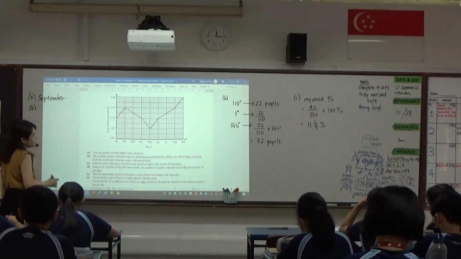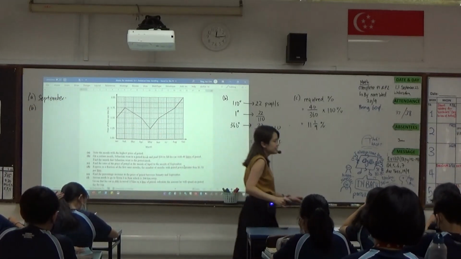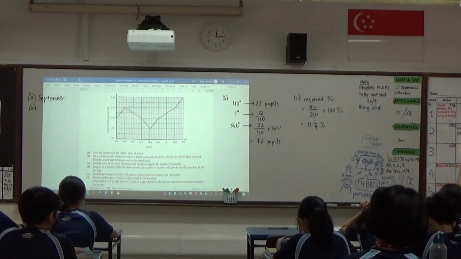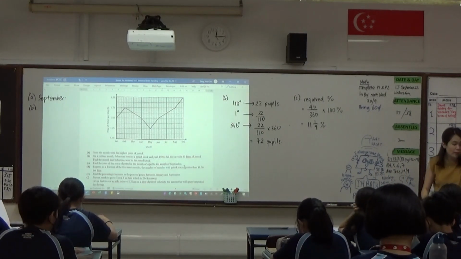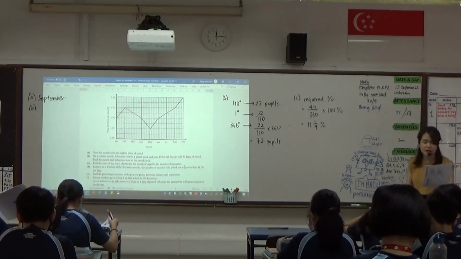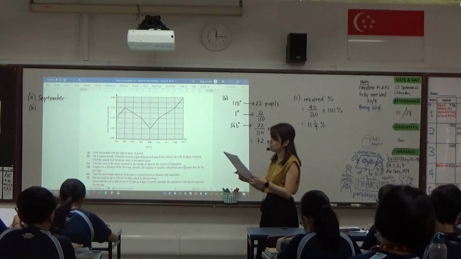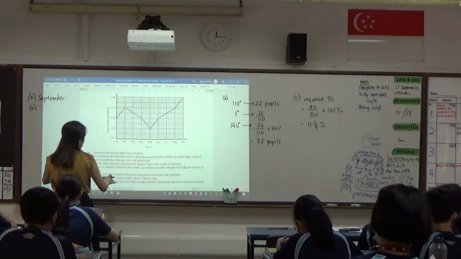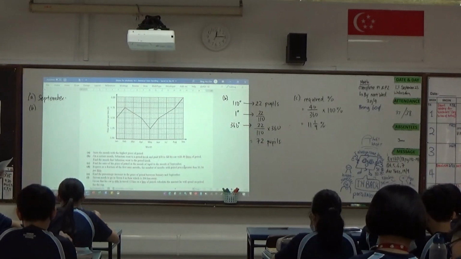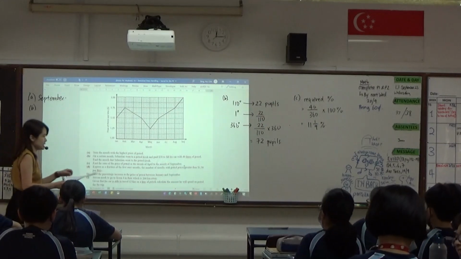Part B. On a certain month, Sebastian went to a petrol kiosk and paid $50 to fill his car with 40 liters of petrol. We want to find the month that Sebastian went to the petrol kiosk. So what will your answer actually be?